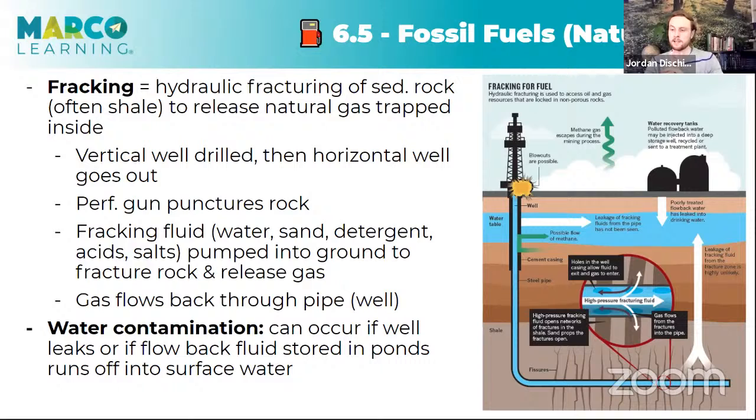Two different ways that fracking can contaminate water. You could have a blowout. So the well casing itself, this cement tube essentially, could break and the water could leak into the water table. Now that could be methane. It could be detergent, acid, salt, any of the things in the fracking fluid. But it is also stored on land in either chambers or sometimes even ponds. And if those ponds overflow, now they can run into surface water or seep into the ground. So some big problems with fracking when it comes to water specifically.